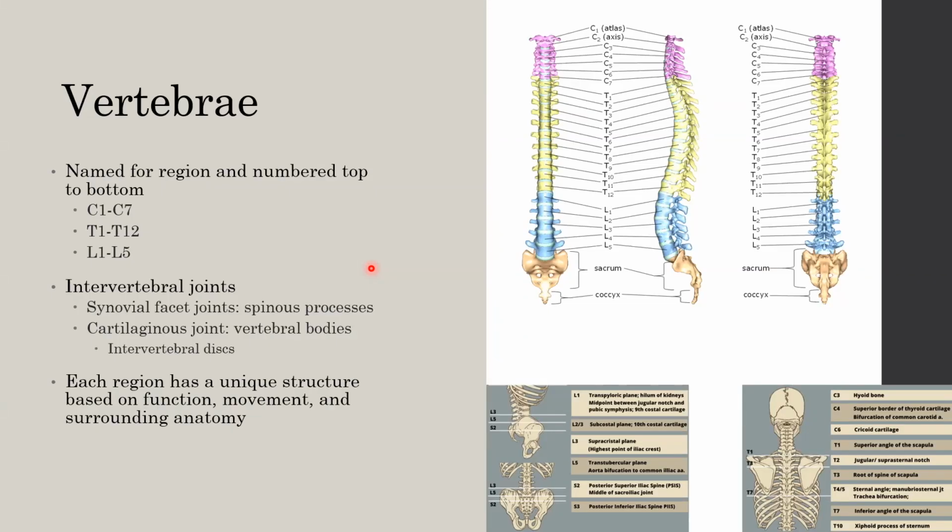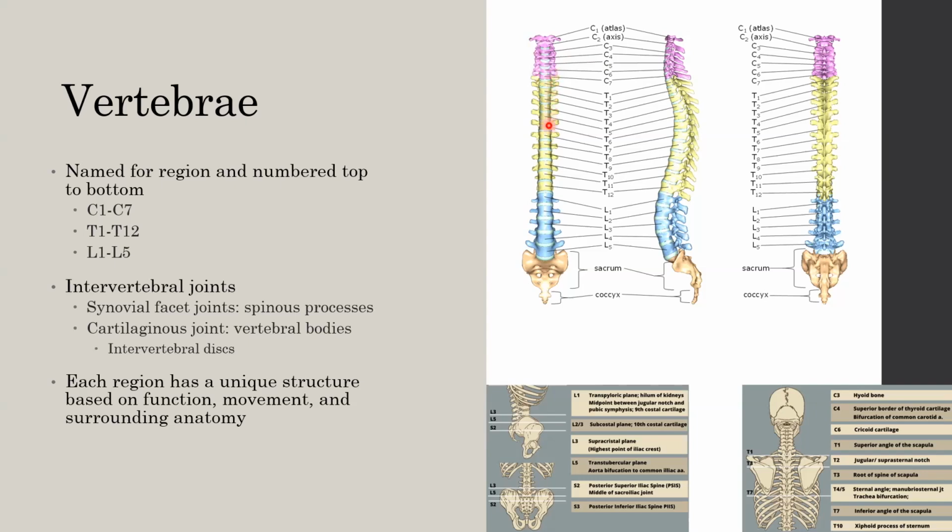So our vertebrae are named for the corresponding region and are numbered from top to bottom. Our first 7 vertebrae will be part of our cervical region. The next 12 vertebrae will be part of the thoracic region. And the next 5 will be part of the lumbar region. So usually how it goes, the first 7 vertebrae will be in the cervical region. So we'll have this C, and then you count from 1 all the way to 7.